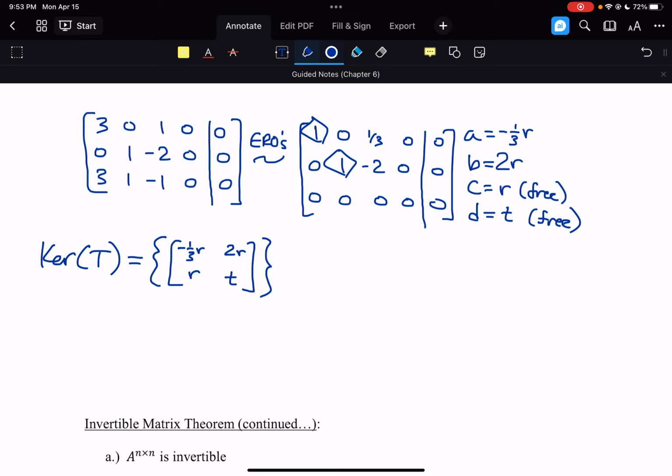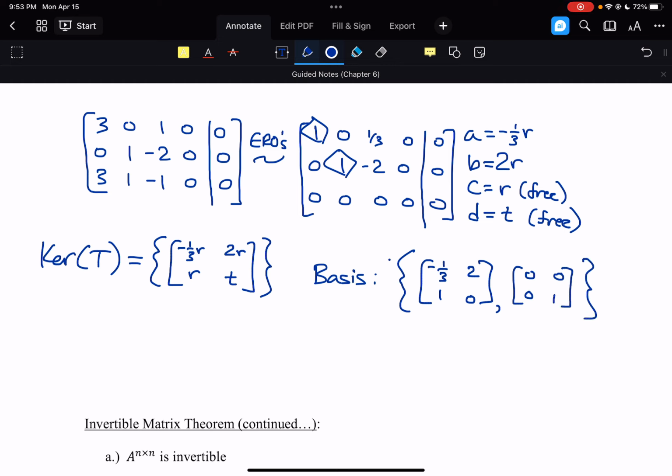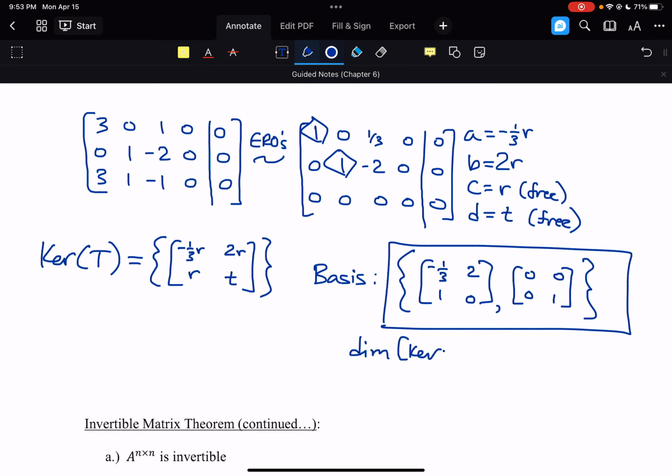So then to find the basis, as per usual, we bust out the variables, that would be R and T in this case, and just take the vectors from that linear combination. So we've got negative 1/3, 2, 1, 0, and 0, 0, 0, 1. That's our basis. So we can see here, of course, that the dimension of the kernel is 2.